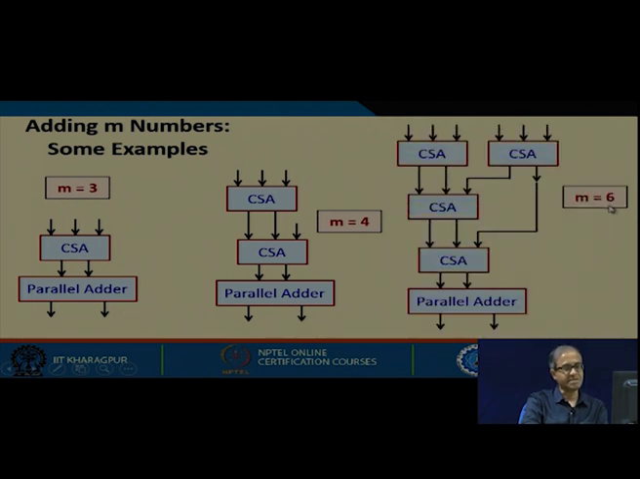Let us say m equal to 6. Take 2 carry save adders in the first stage to add the 3 numbers and 3 numbers, giving sum and carry. Use another carry save adder to add 3 of them, again sum and carry, take the fourth and bring it here, again sum and carry, bring in a parallel adder, and you will get the final sum. So you can have a tree of carry save adders. In the last stage you need a parallel adder. The advantage is that the total addition time can be fast and you can add many such numbers together in parallel.